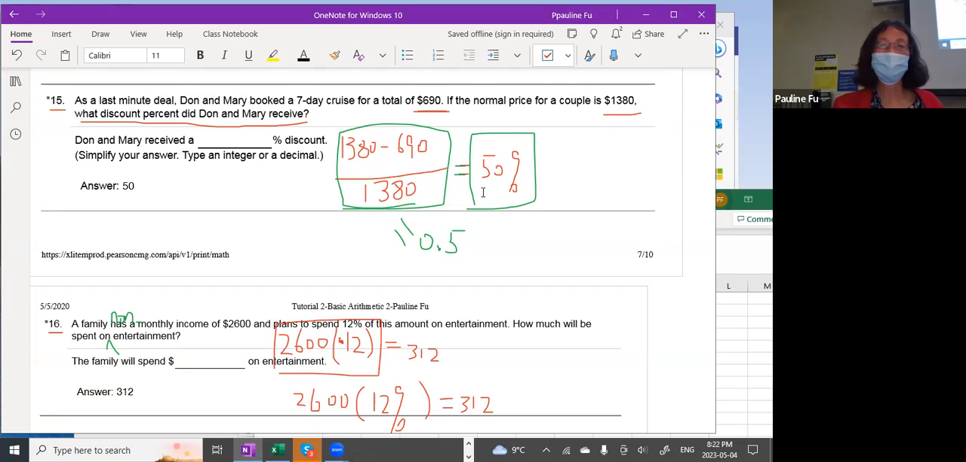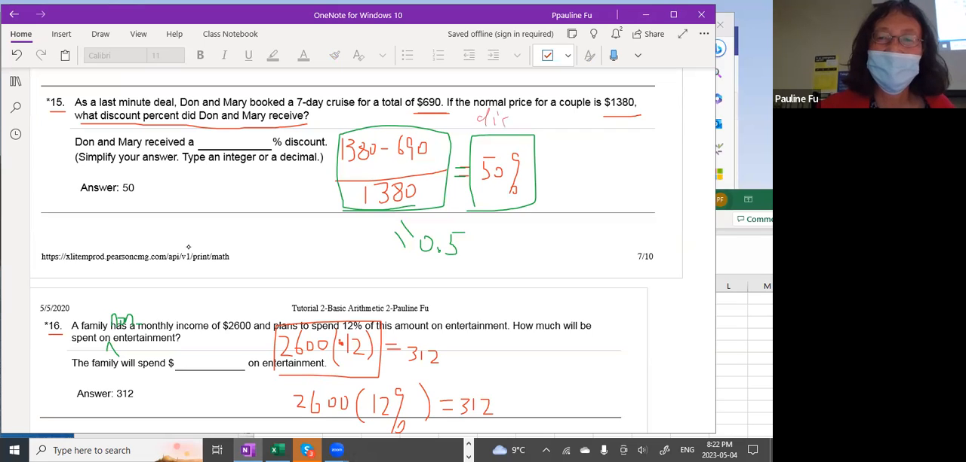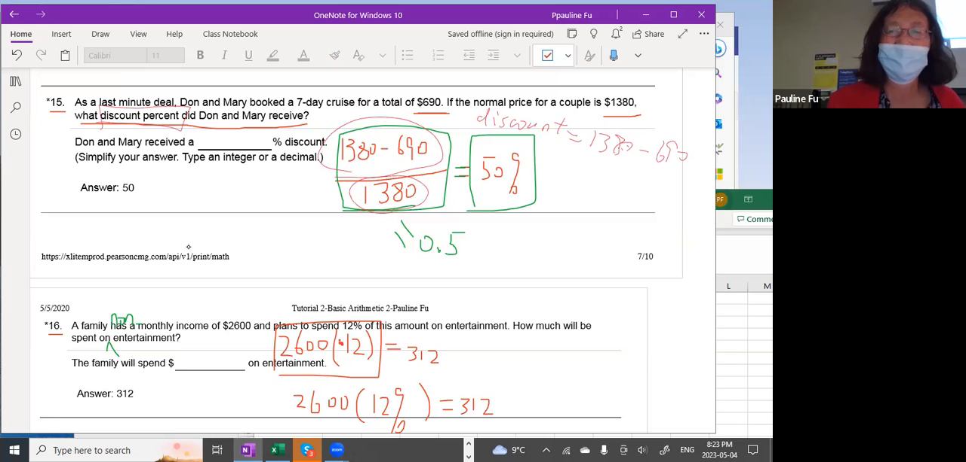As a last minute deal, Don and Mary booked a 7-day cruise for a total of $690. If the normal price is 1,380, what discount percent did they receive? So the question asks you percent. Yeah, so 50% discount. So what is discount? Discount is just original price minus promotion sale price. Then the question does not ask you discount. The question asks you discount percent. So you have to use this number divided by original price. So 50%.